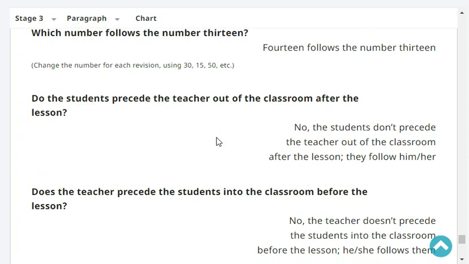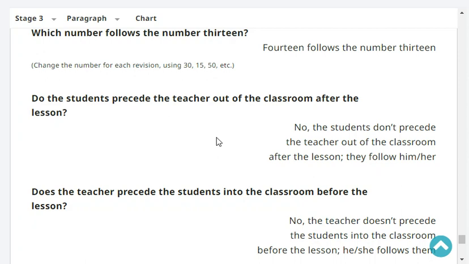Do the students precede the teacher out of the classroom after the lesson? No, the students don't precede the teacher out of the classroom after the lesson. They follow him.